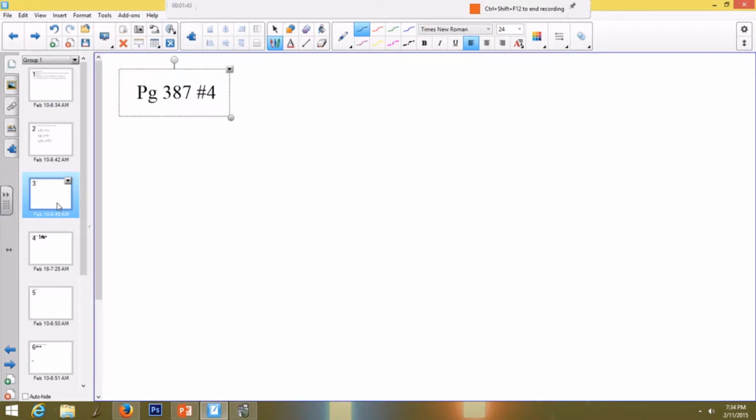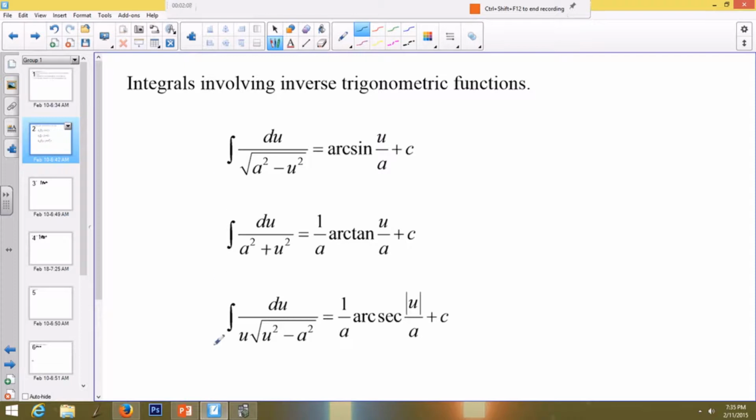I am on page 387, looking at number 4, an indefinite integral. They would like us to do the indefinite integral of 12 over 1 plus 9x squared, dx. So I go back to here, and I'm trying to find a form that most looks like it. Well, this one's got a square root in it, and this one's got a square root in it. So we're looking at this particular form here.